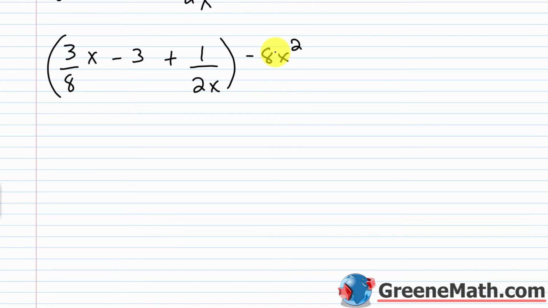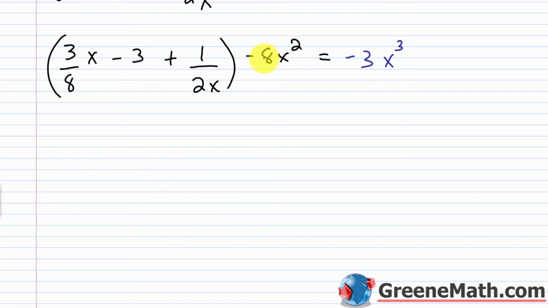So negative 8x squared times 3/8x. So let me write that out so you can see what's going to cancel. So obviously, this 8 will cancel with this 8. I'll basically just have a negative 1 there. Negative 1 times 3 is negative 3. So that's negative 3. And then x squared times x is x cubed.